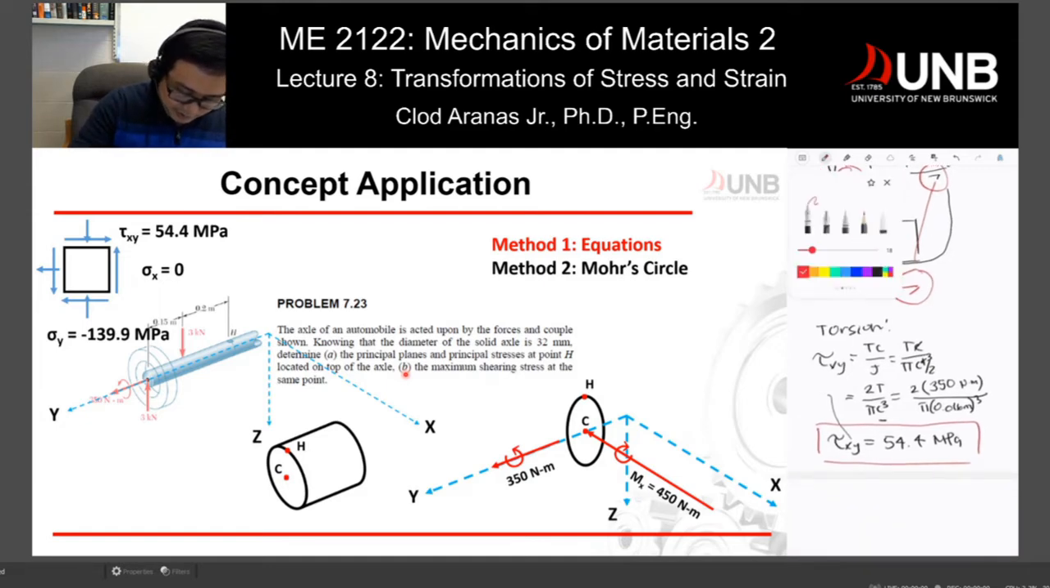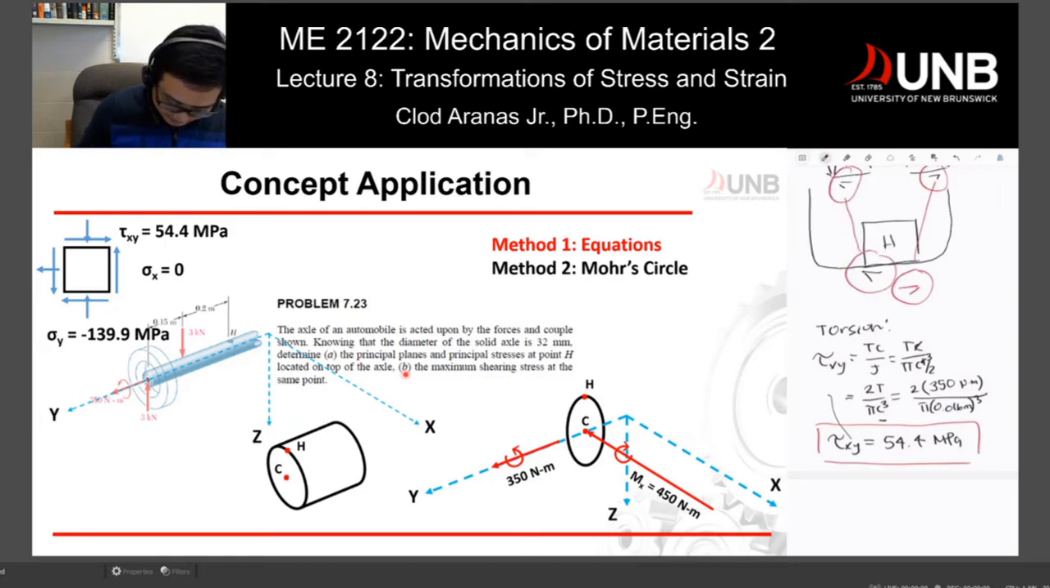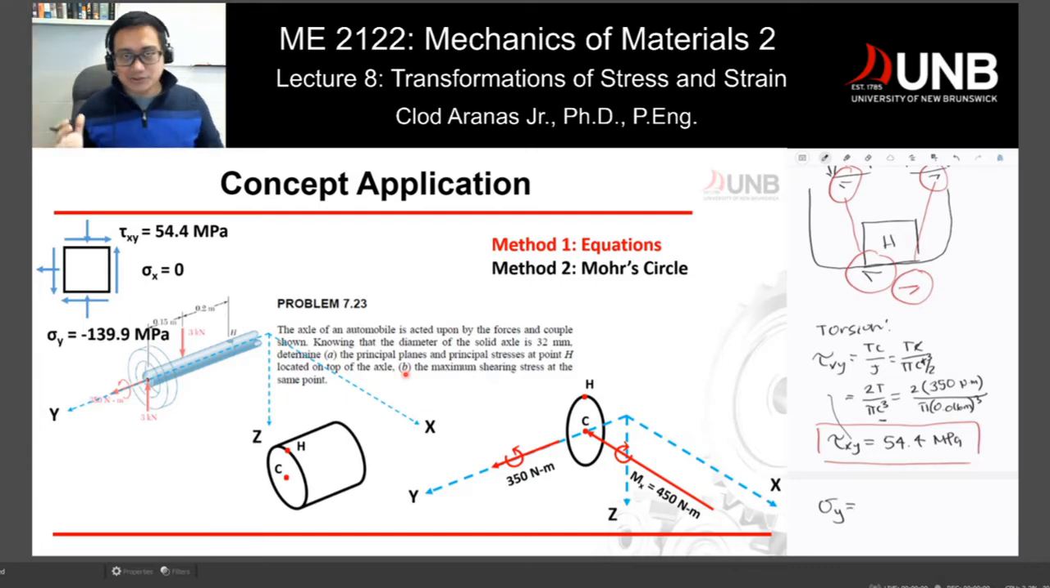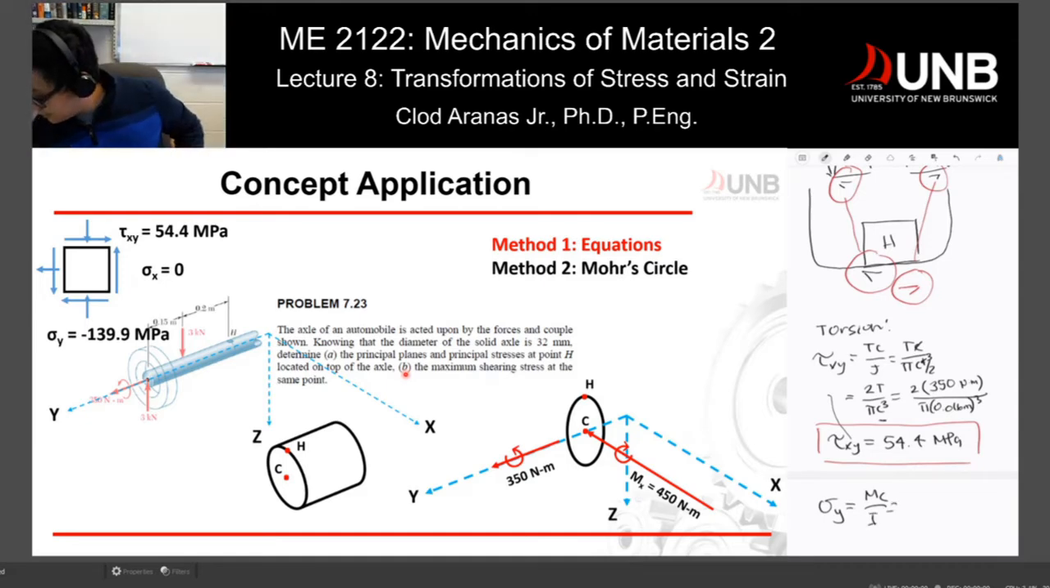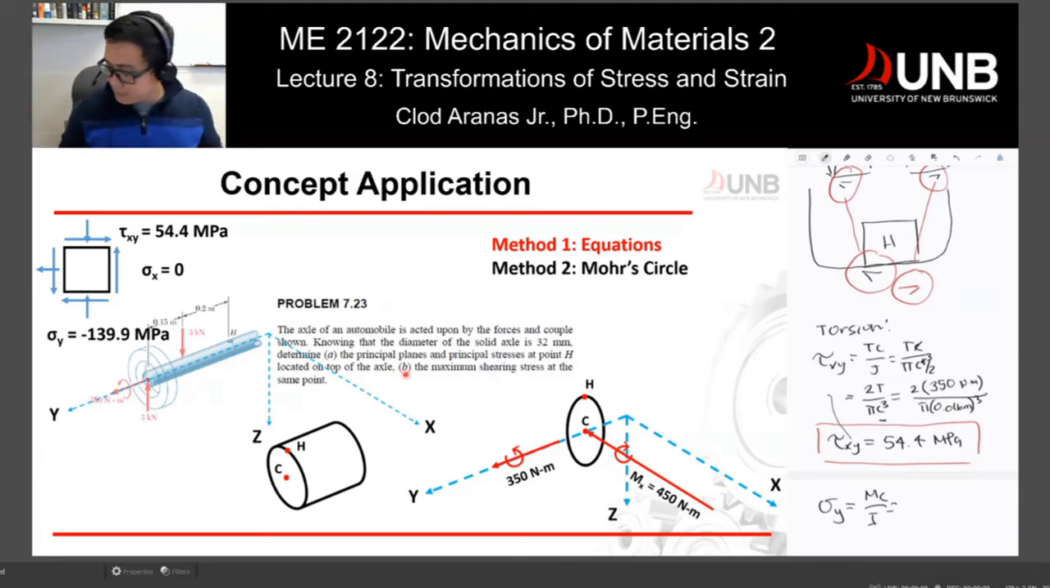Now, if we go to our normal stress, which is sigma y, we don't have any sigma x. There's no sigma x. We only have sigma y. So that's Mc over I, and my I is pi over 4 c raised to 4. So I can just substitute the values there. 16 meters squared. Or sorry, that should be cube.